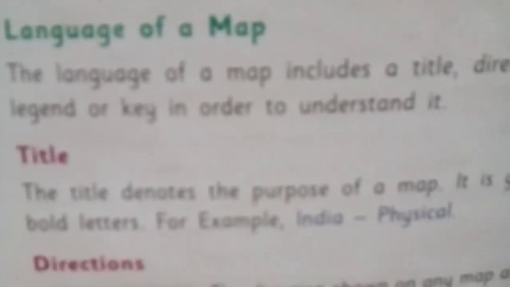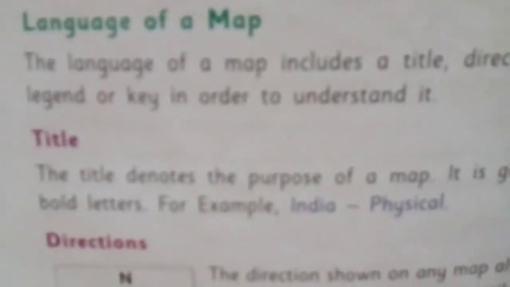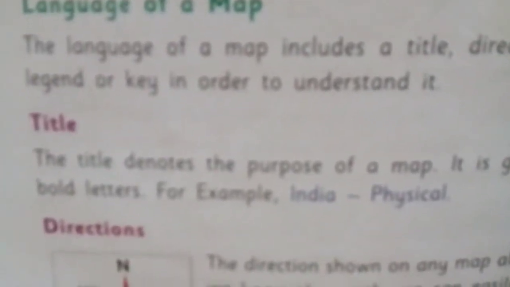Let us go one by one. At first, we'll go to the title. The title denotes or shows us the purpose of a map. It is given at the top of the map in bold letters. For example, India physical.